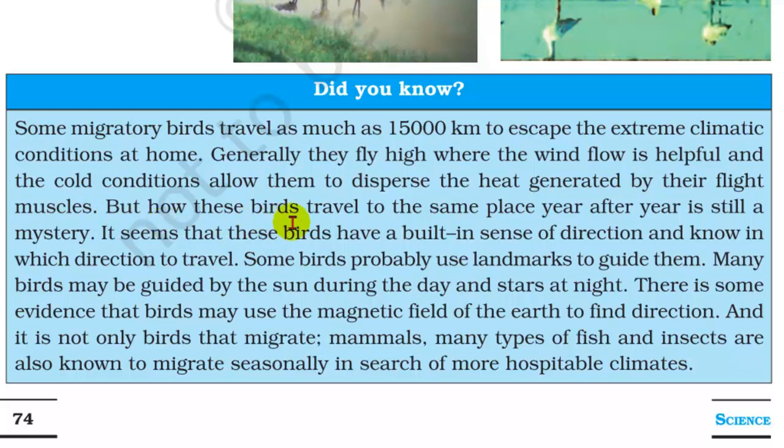But how these birds travel to the same place year after year is still a mystery. It seems that these birds have a built-in sense of direction and know in which direction to travel. Some birds probably use landmarks to guide them. Many birds may be guided by the sun during the day and stars at night. There is some evidence that birds may use the magnetic field of the earth to find direction.